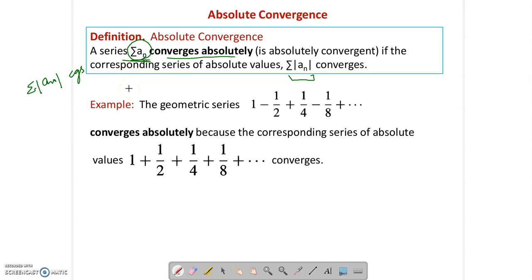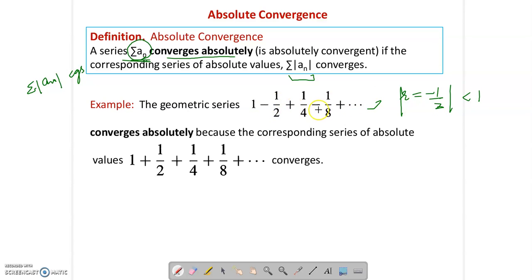Let's see with an example. So consider this geometric series: 1 minus 1 by 2 plus 1 by 4 and so on. We see the common ratio R of this series is minus 1 by 2, and since mod of this is strictly less than 1, this geometric series converges.